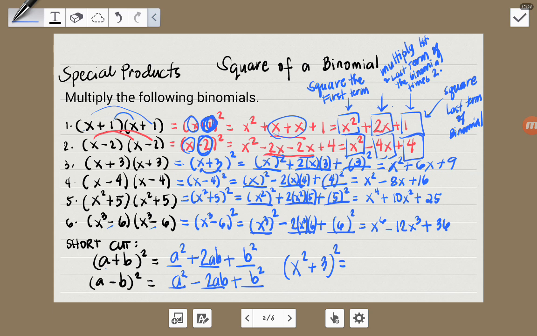So tatlong term. So sa first term, square ni x square. So that's x raised to 4. Dahil plus to, plus yan. So, sa middle term, multiply mo na yung dalawa, 3 times x square, 3x square times 2, 6x square. And, for the last term, square mo lang si 3. So, that's 9.